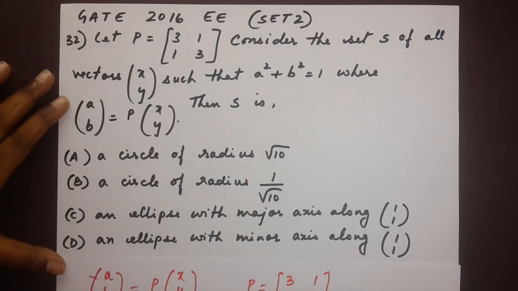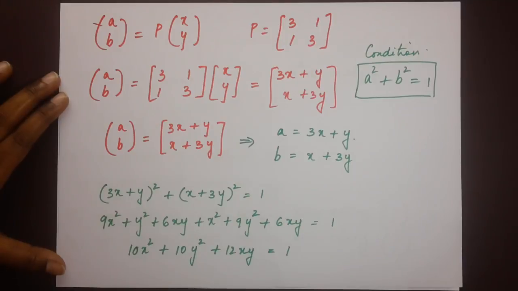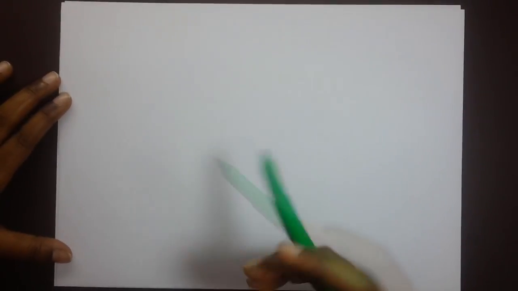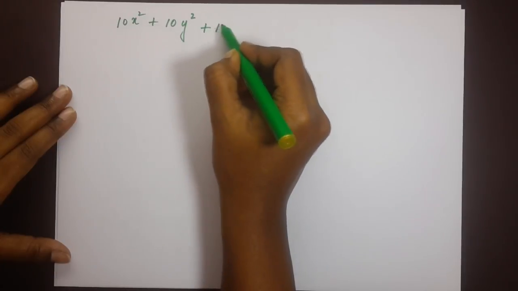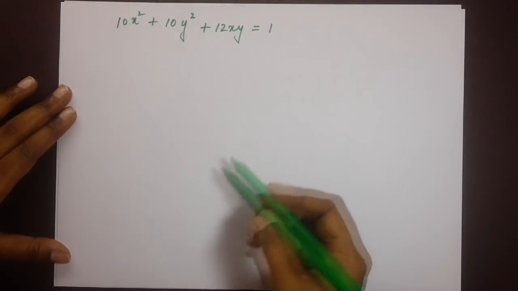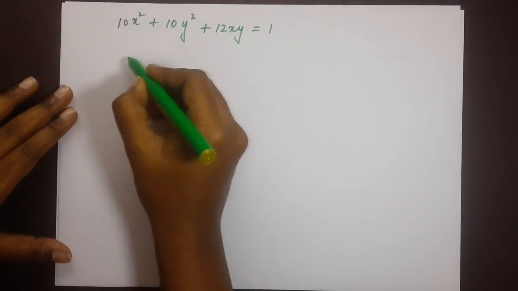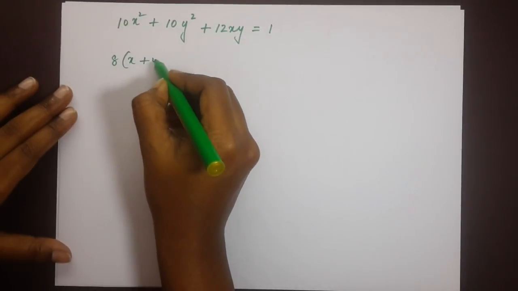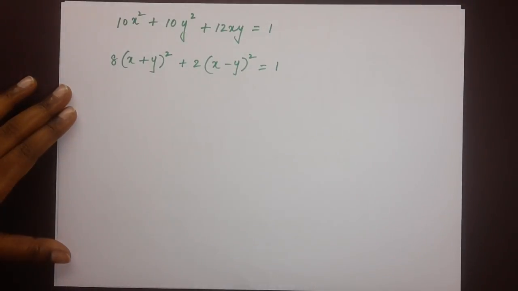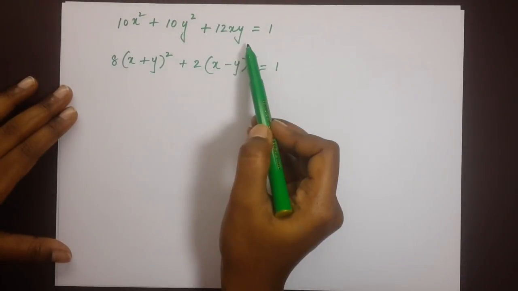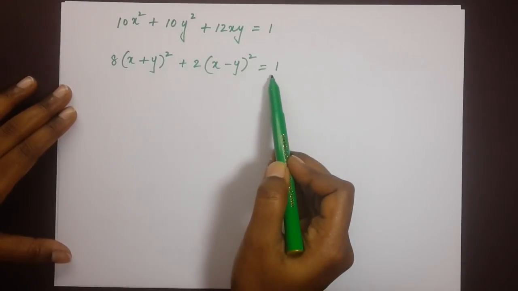So let's simplify that equation further and see how we can write it in terms of the standard form of an ellipse. The equation is 10x squared plus 10y squared plus 12xy is equal to 1. Now if we split this and rearrange it, we can write it in terms of x plus y and x minus y. We will get 8 into (x plus y) whole squared plus 2 into (x minus y) whole squared is equal to 1. That part of it I will leave to you. If you split it, add terms and subtract terms, you will be able to get 8(x plus y) squared plus 2(x minus y) squared is equal to 1.